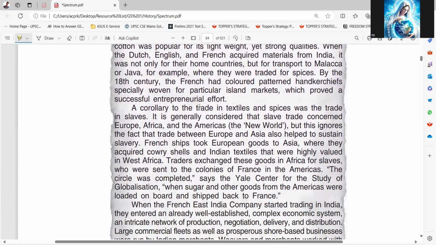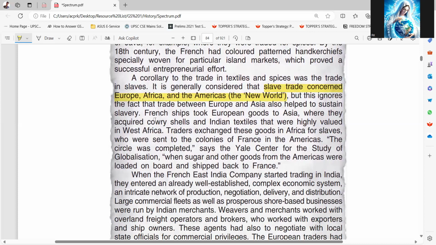A corollary to the trade in textiles and spices was the trade in slaves. It is generally considered that the slave trade concerned Europe, Africa, and America as the New World. But this ignored the fact that trade between Europe and Asia also helped to sustain slavery.